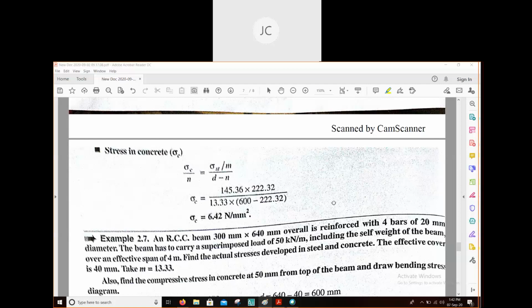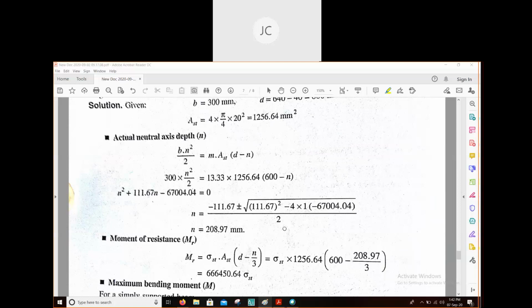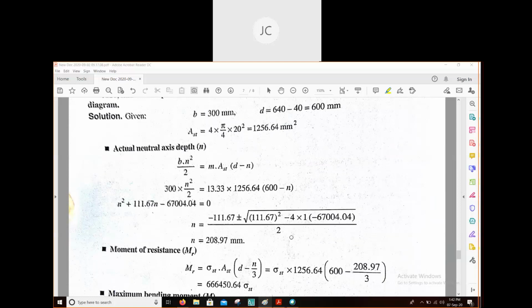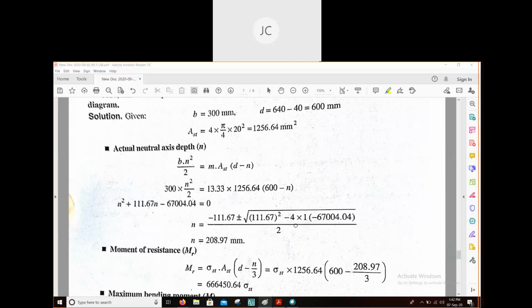Did you get the answer, anyone? Okay, I will check the answer. So moment of resistance is 666450.64 sigma st. Next you find out the value of sigma st. This is the equation for moment of resistance. Next you find out moment of resistance, similar to the last problem.